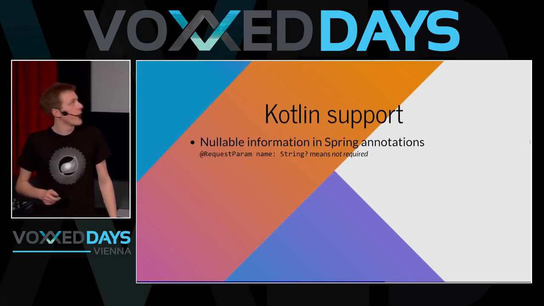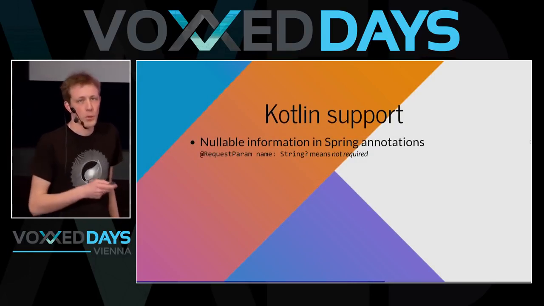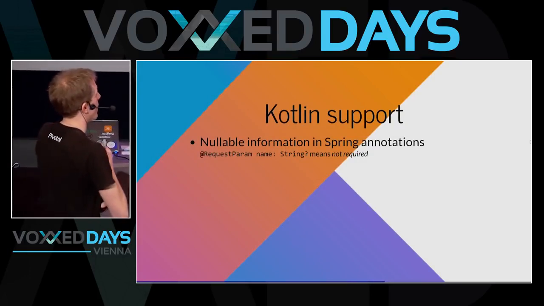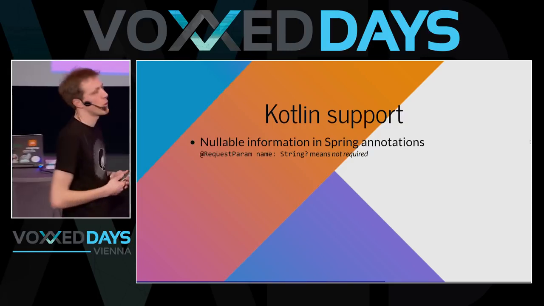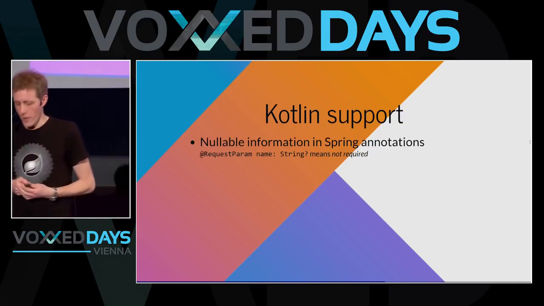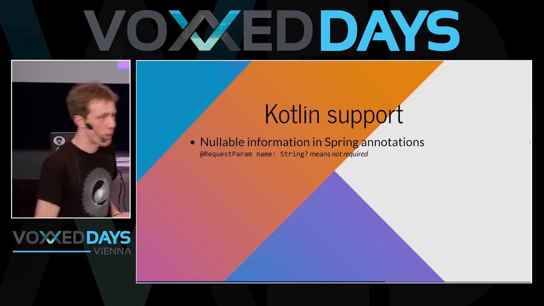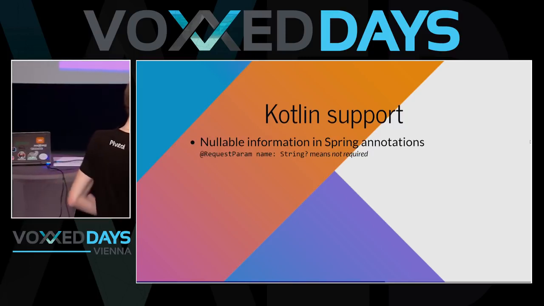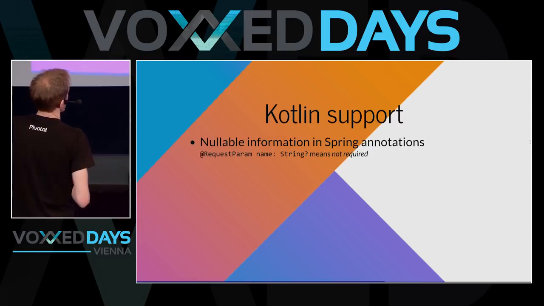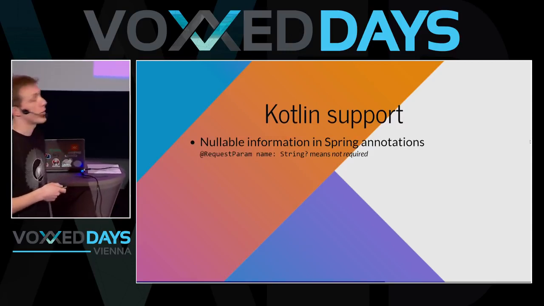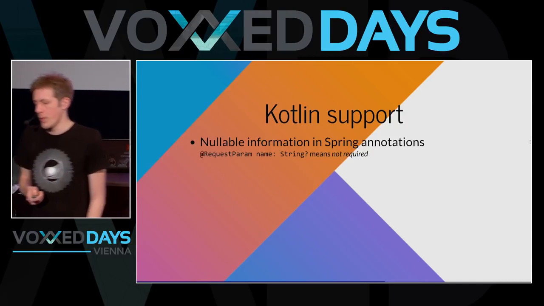To leave all the kidding behind us, Kotlin support really is something that I was looking forward to. Besides that it is possible to write your components in Kotlin now, there are a few other characteristics of the Kotlin language that are used by the Spring people in a great way. For example, nullable information in Spring annotations.